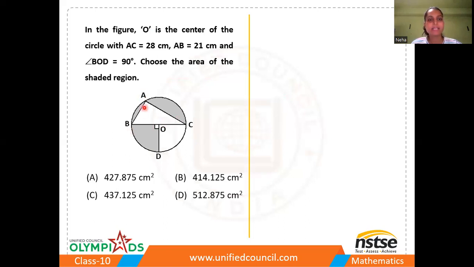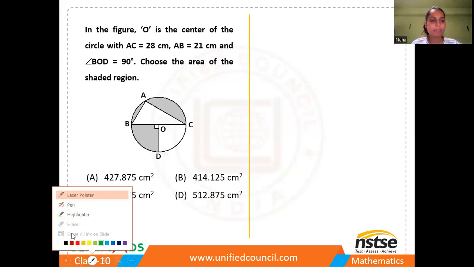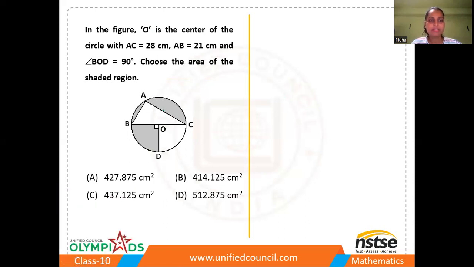With AC, the side AC is 28 centimeter. Okay, let me write the measurement of sides. This is 28 centimeter. Okay. AB, this is 21 centimeter. Alright. And angle BOD, this we can say is 90-degree angle. Then find the area of the shaded region. Alright. So here we have to find the area of the shaded region.